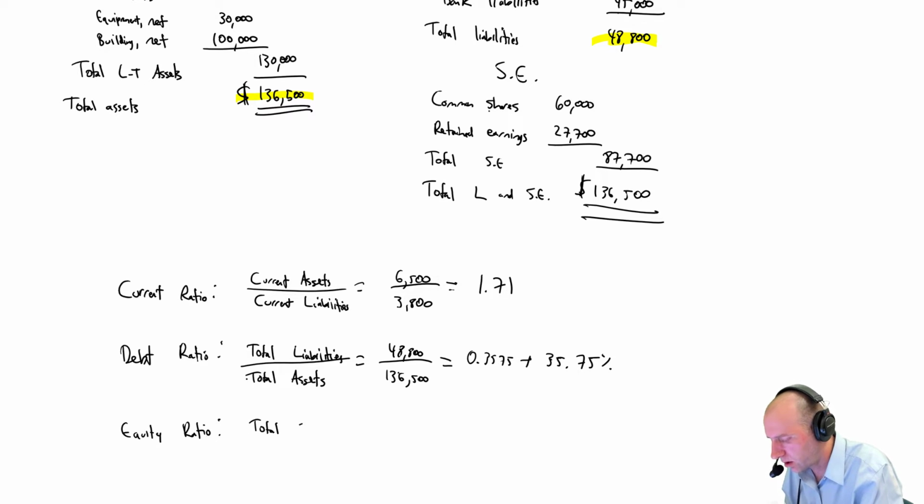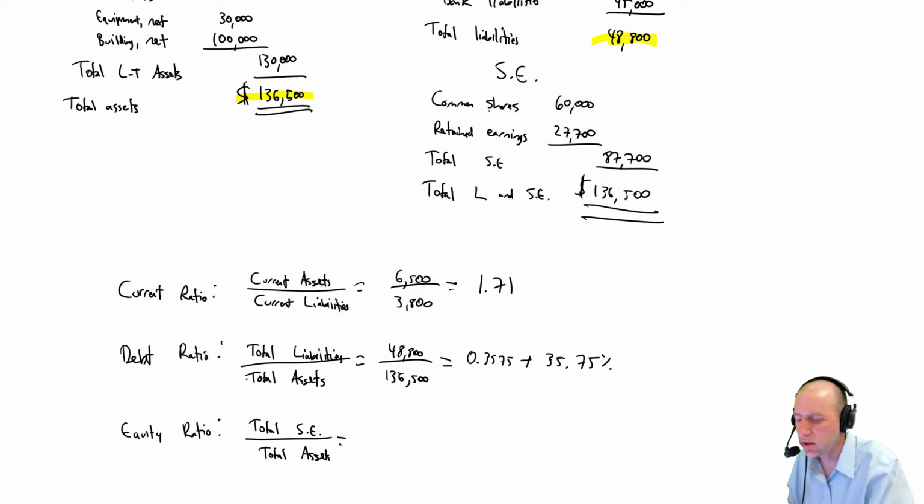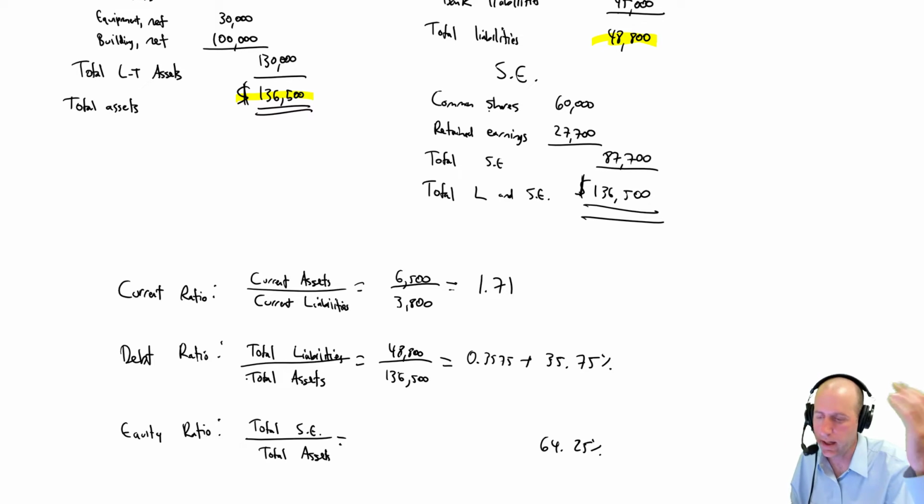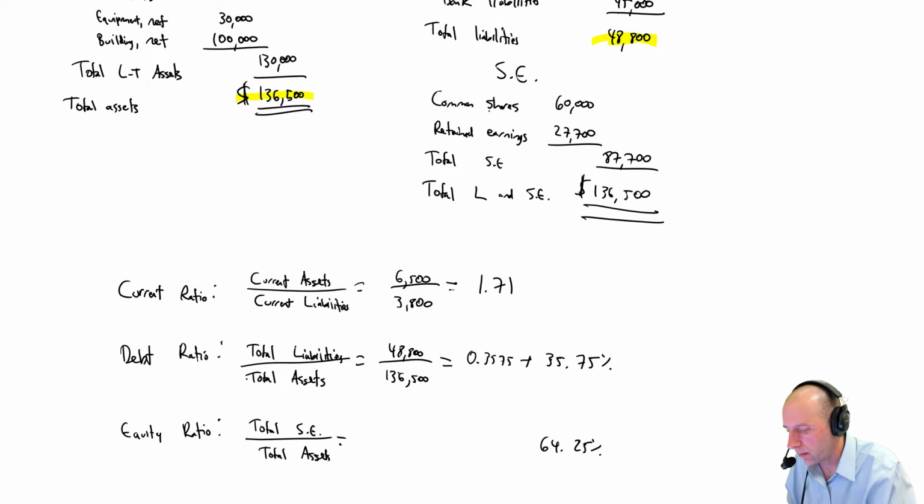The formula here is total shareholders' equity divided by total assets. Now, I don't actually need to calculate this. I can say, okay, if the debt ratio is 35%, I don't even need a formula. I can just say, okay, this has got to be the rest to get to 100%. This has to be 64.25%, right? And that 35 plus 64, it adds up to 100. Let's do the formula anyway. Our total shareholders' equity here was, well, not 136. What was it? It was 87 there.